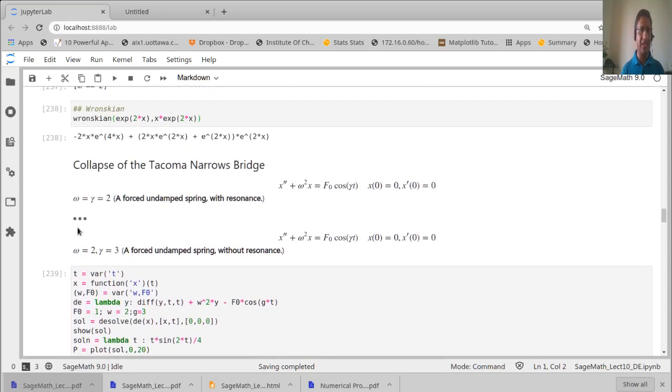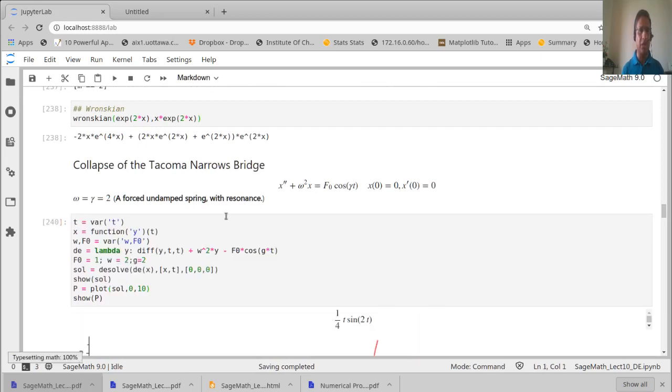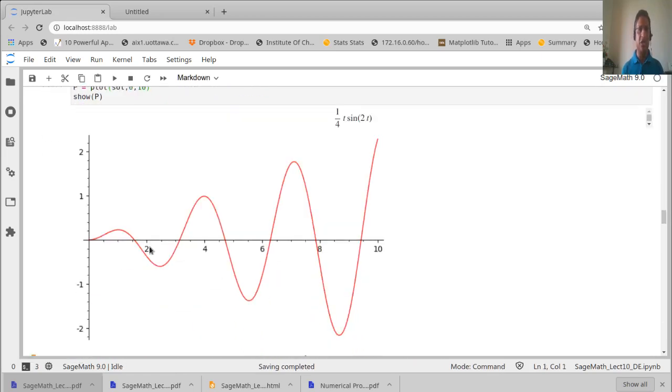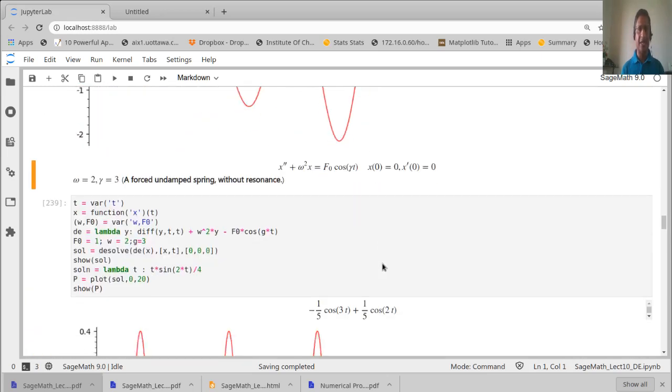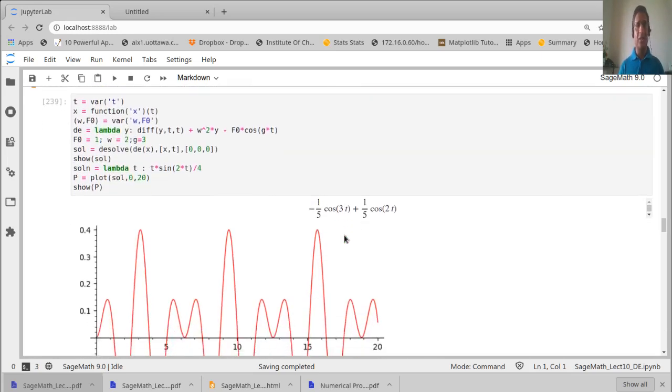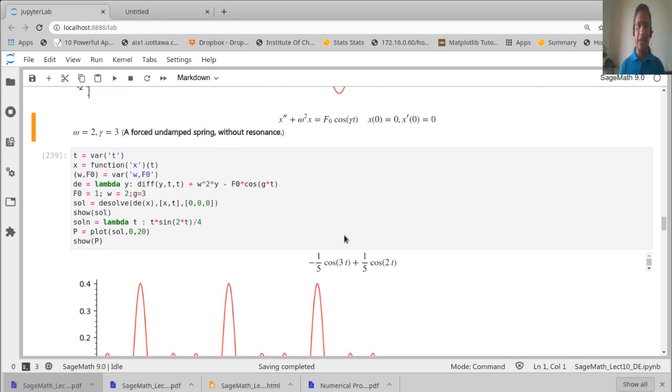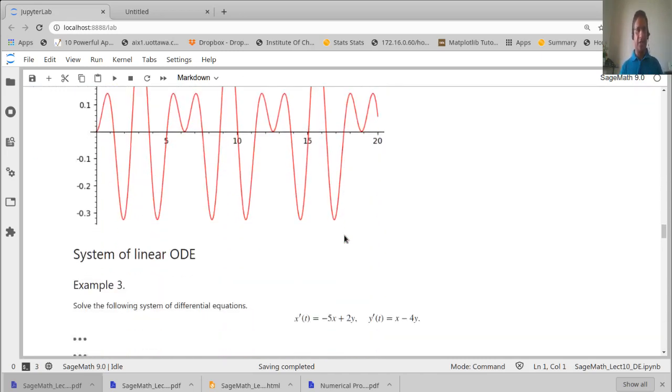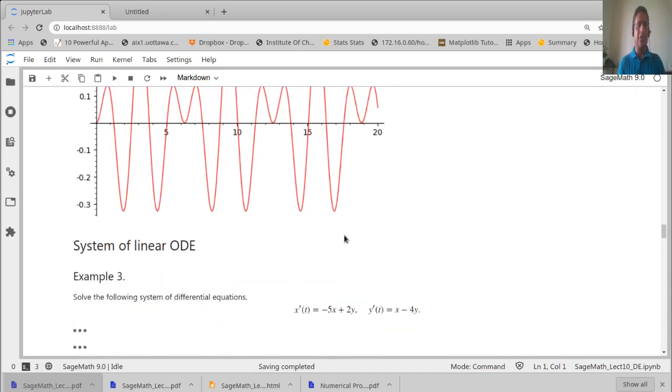However, in case we take omega is equal to something else and gamma is equal to 2, this is how the solution looks like. You can see here the frequency is increasing. So depending upon omega and gamma, you can see that the solution curve differs quite a bit.